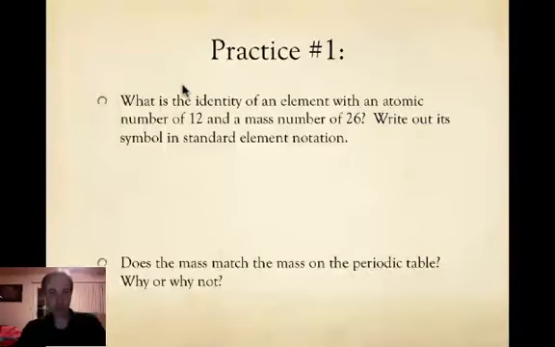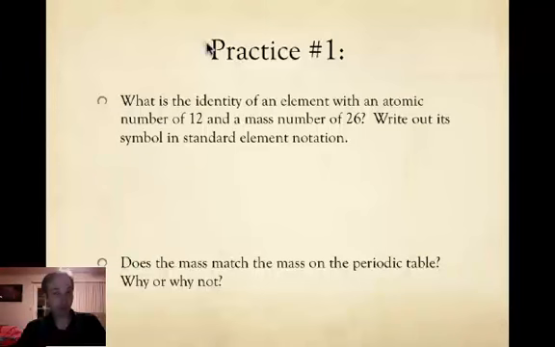Okay, now we've got 3 practice problems. Here's the deal. I expect you to challenge yourself. That means I'm going to show you the problem. You need to pause the video, try to do the problems on your own, and then come back and see if you got them right. So go ahead right now, pause the video, and see what you can do.